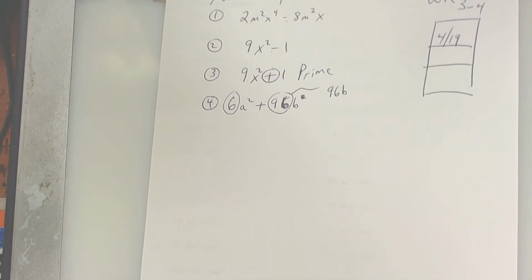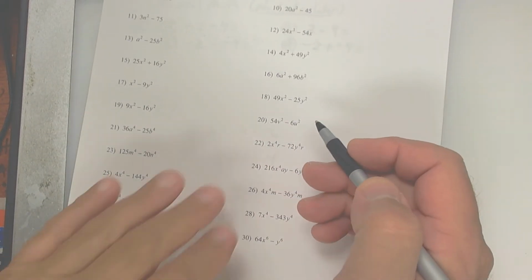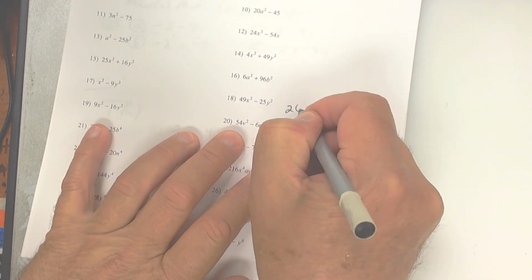What I'm looking for is one on your worksheet today where it looks like the difference of 2 squares, like this one right here, number 20. Take a look at it.